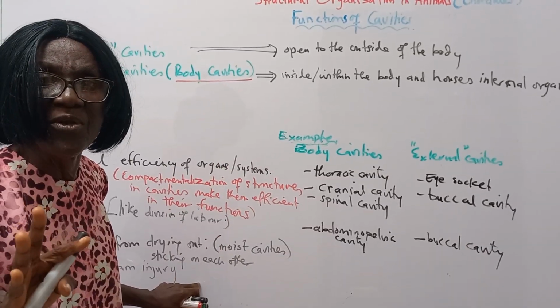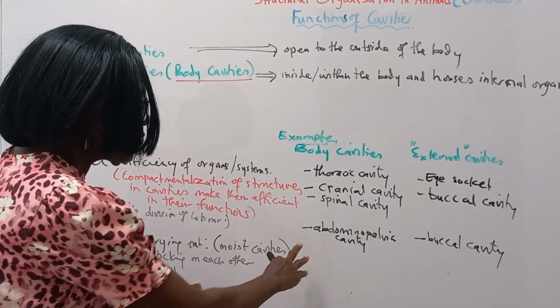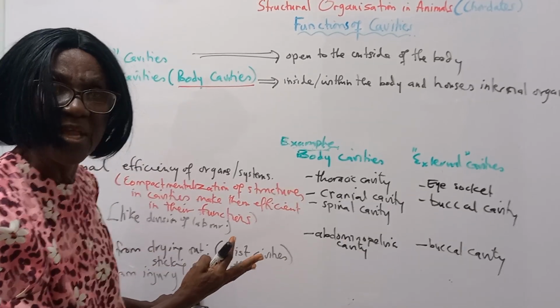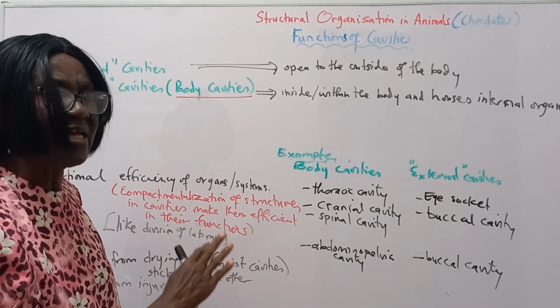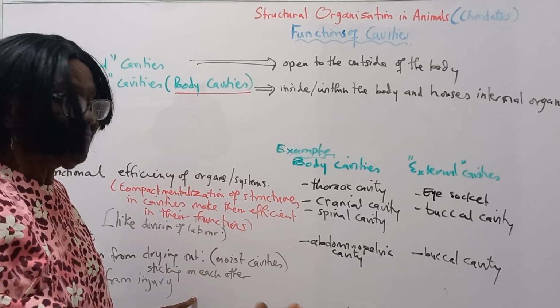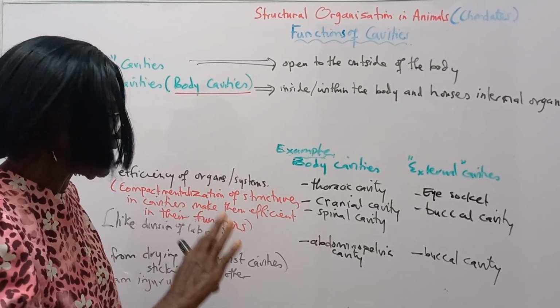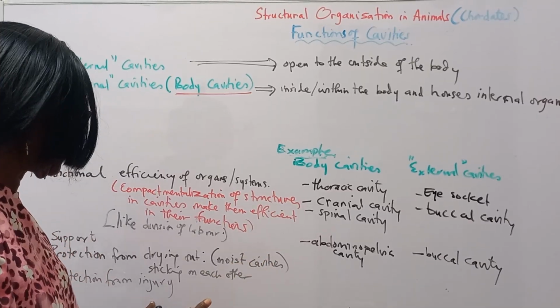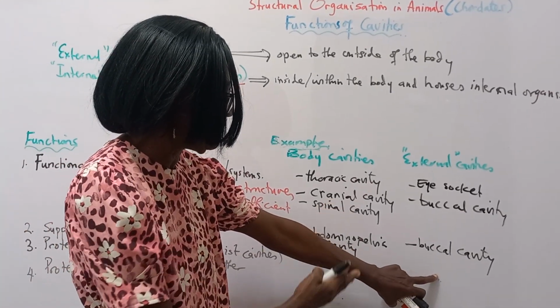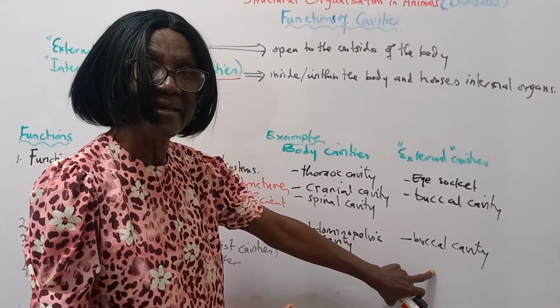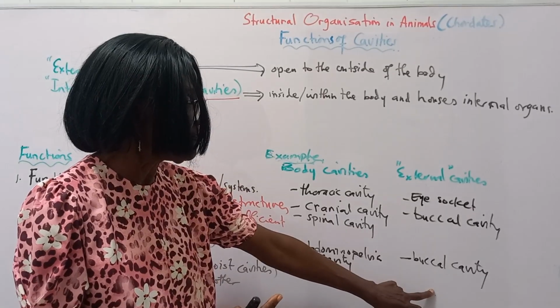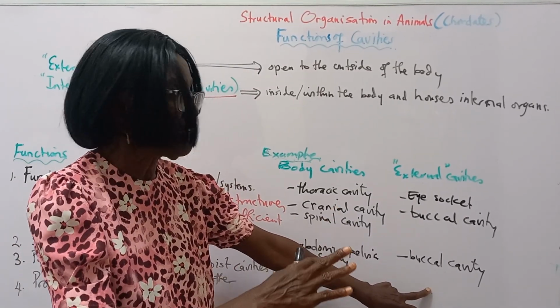Even the abdominopelvic cavity protects the structures in it from injury because the dorsal body wall is thick. The ventral body wall is not so thick, but protects the structures from injury. Example, in the external cavities, you have the tongue and the teeth being protected from injury by the buccal cavity.